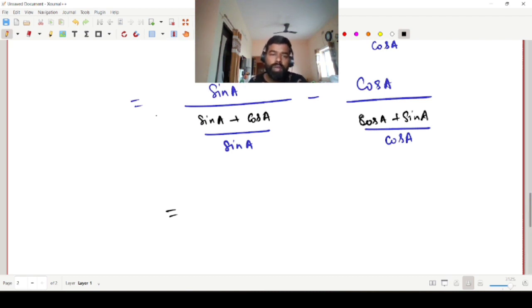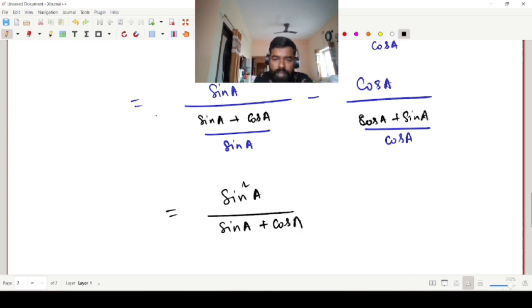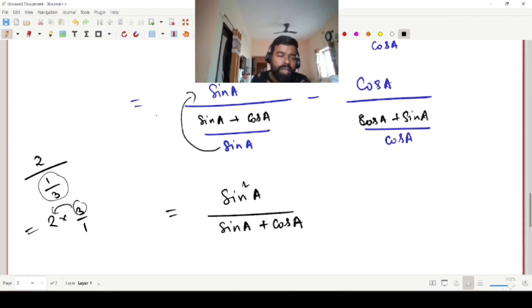Next, what you will do is invert this and send it to the numerator. So it becomes sine square, and downside you have sin A plus cos A. I'm sending this up. Why am I saying it like this? Because if we have 2 by 1 by 3, what we do is 2 into 3 by 1. It is going to the numerator only, as we take the reciprocal of this fraction and then multiply. So the same thing I did here.